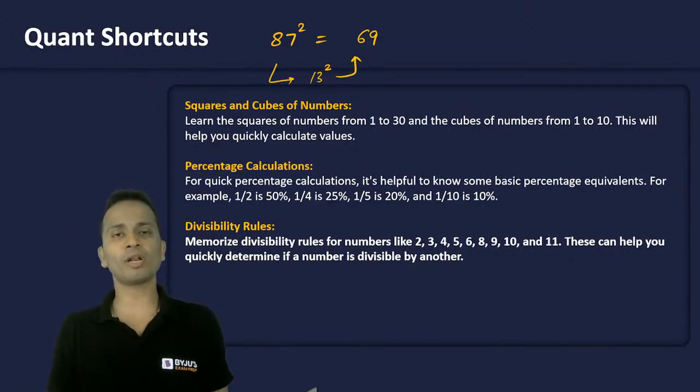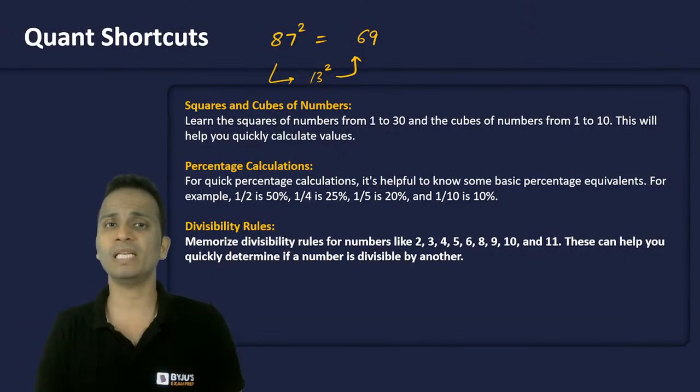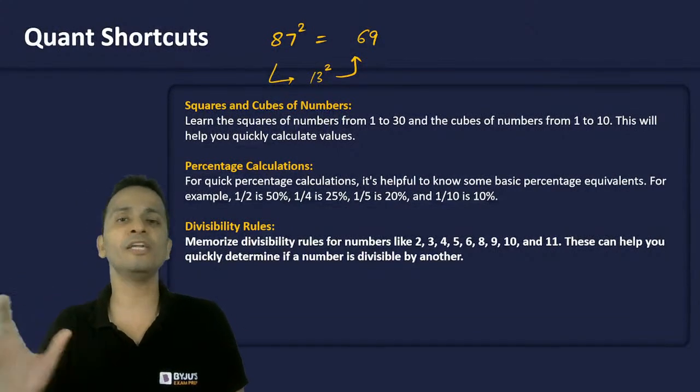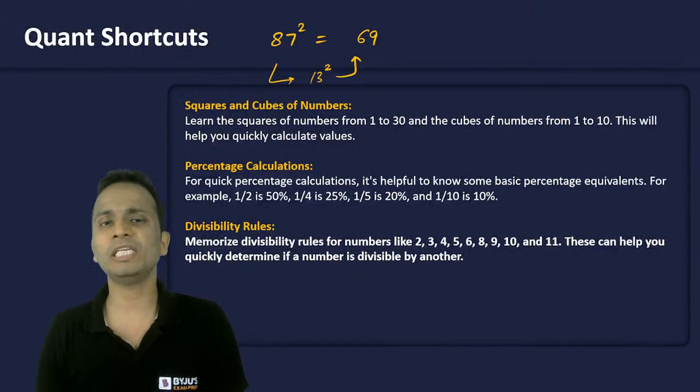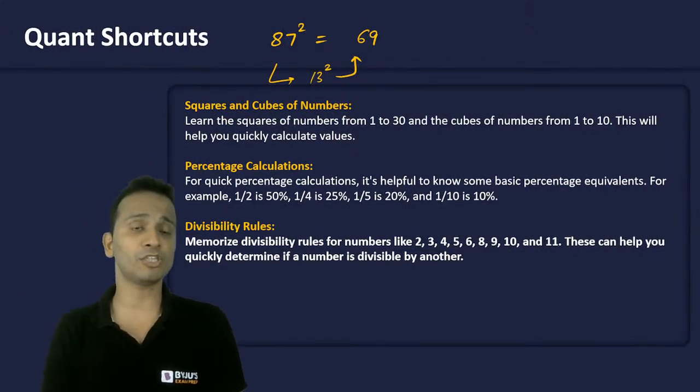Okay, so if I don't remember the square of 13, how will I be able to find out the last two digits of the square of 87 quickly? You will be able to calculate 13 into 13, but remembering all these things becomes very important. All right, am I clear? So this is just one very small example for all the students who are doing their preparation for CAT.